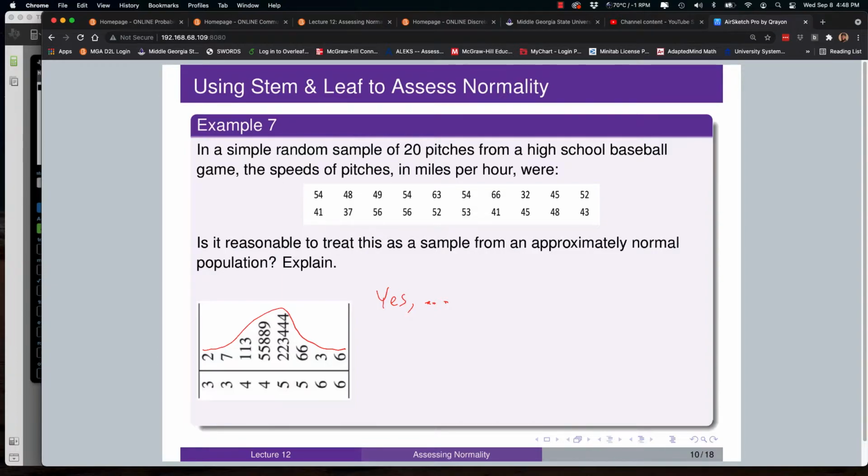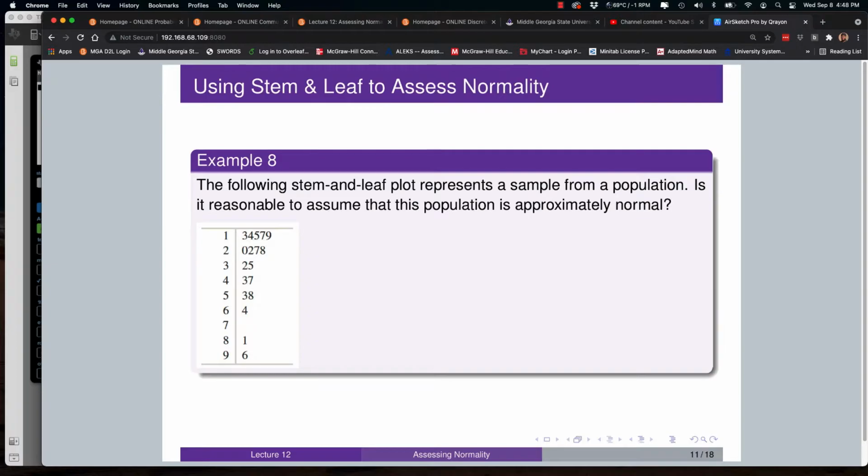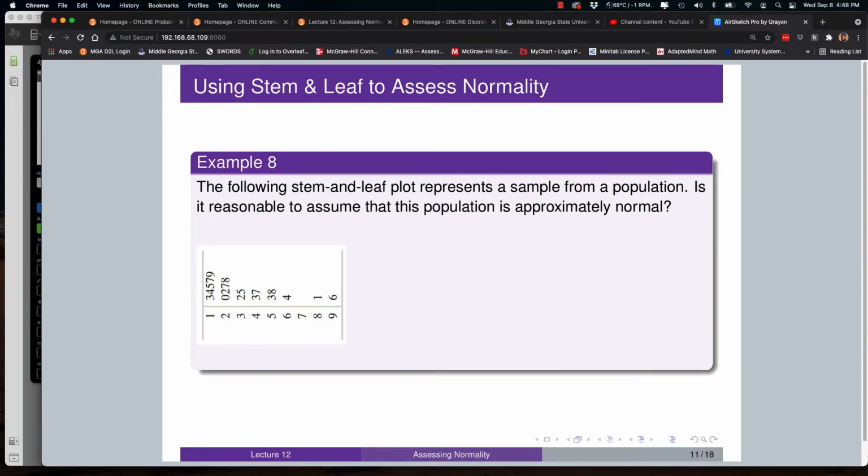Okay, let's look at another one. This one is a stem and leaf plot that represents a sample from some population. I don't know what these numbers represent here, but it's a good representation of a stem and leaf plot that has issues. If I turn it on its side, we can clearly see that it just kind of falls down as we go from left to right, so this thing is right skewed.